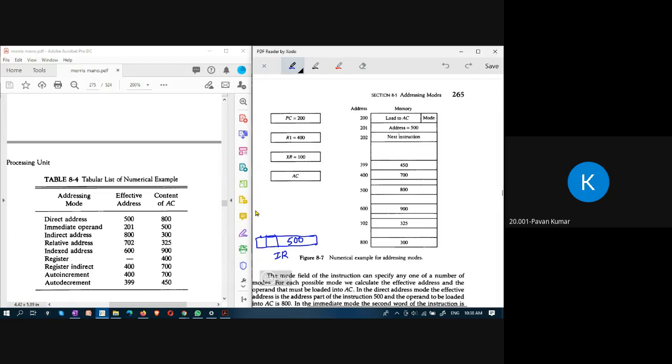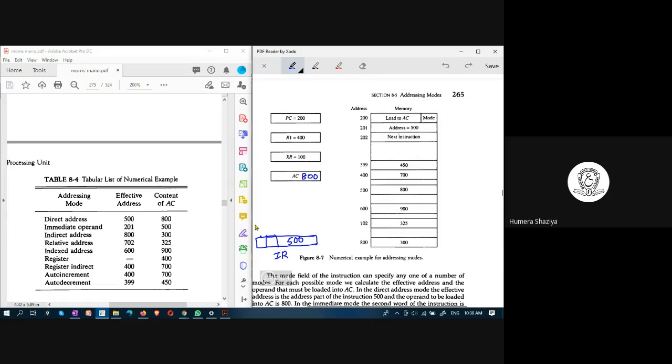Ma'am, it is indirect now, so it will be 800, ma'am. No, no. It is direct. First we are studying direct address. Okay, ma'am. So what is operand? Yeah, 800. Yes, very good. Operand is 800. So AC accumulator would get 800. Now direct address is clear to you all.